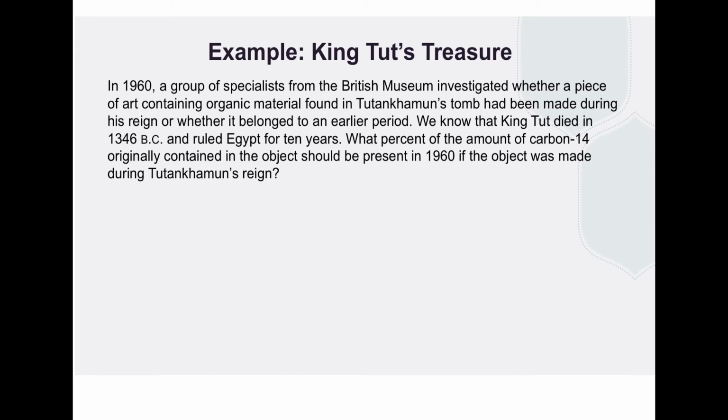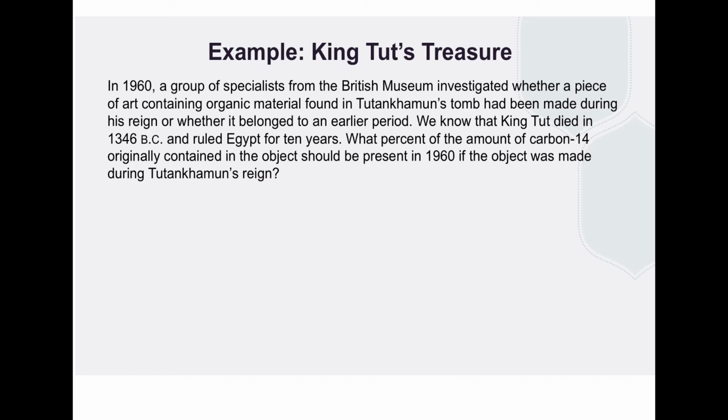So we're going to use this to help us figure out how long ago King Tut's treasure has been sitting around. In 1968, a group of specialists from the British Museum investigated whether a piece of art containing organic material found in King Tut's tomb had been made during his reign, or whether it belonged to an earlier period. I'm not sure of the name, so you'll notice I skipped that because I don't want to mess it up. We know that King Tut died in 1346 BC and ruled Egypt for 10 years. What percent of the amount of carbon-14 originally contained in the object should be present in 1960 if the object was made during King Tut's reign?